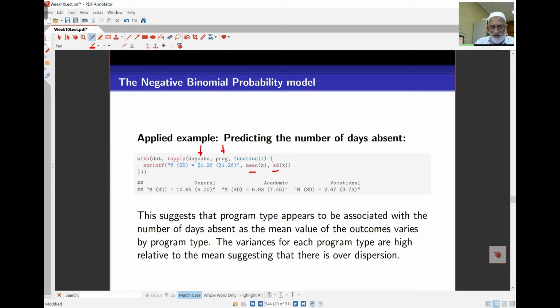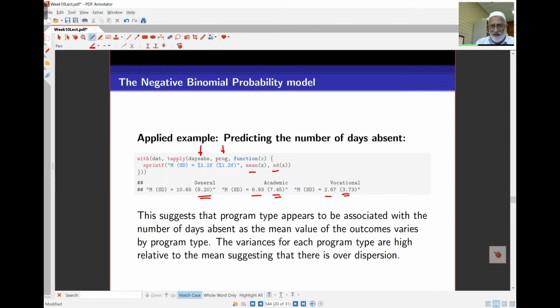So general is 10.65 on average. Academic is a bit less. And vocational is even less than that. So as we said earlier, vocational seems to have the lowest mean absentee rate, and academic and general a bit higher. You'll find also, by looking at the numbers here, that the variance, or standard deviation at least, is much higher in these two than in this one. So expect there to be some variation as far as variance goes.